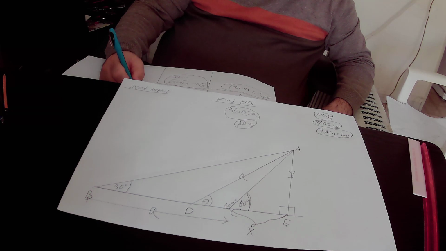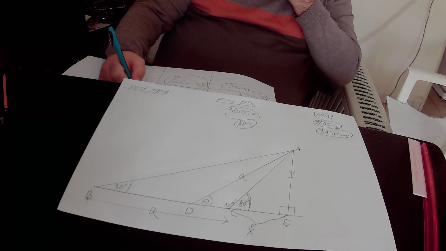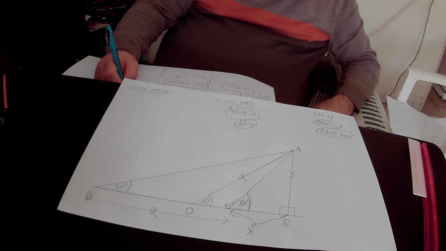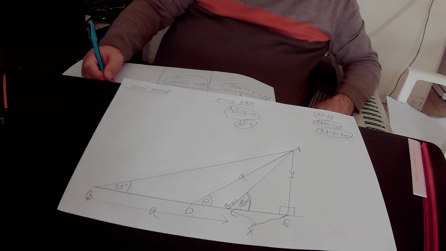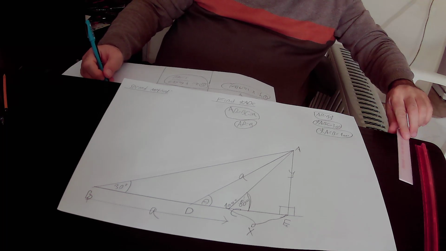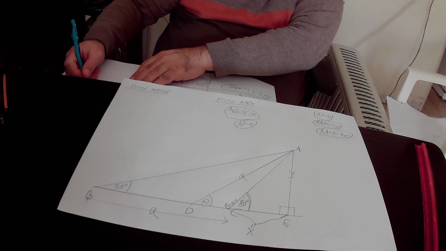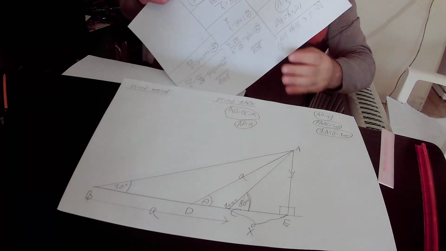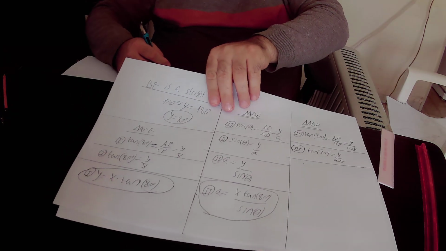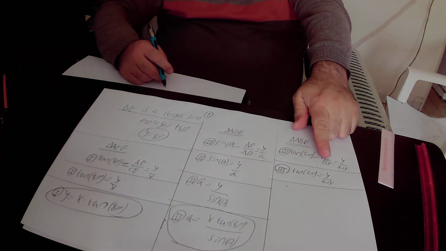In conclusion, according to equation 3, we will get that tangent 30 degrees equals Y over A plus X. I repeat again, according to equation number 3, tangent 30 degrees equals Y over A plus X.